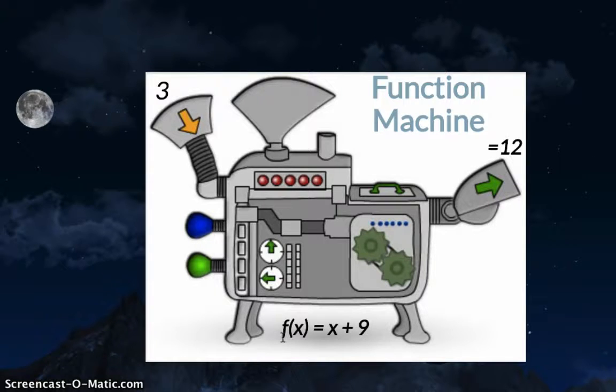So if you have an input of 3, then f of 3 is 3 plus 9, or 12, and that would be the output. To be a function, if you put another 3 in, you can't get anything but 12 out, or it wouldn't be a function.